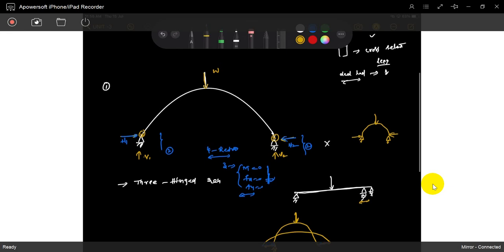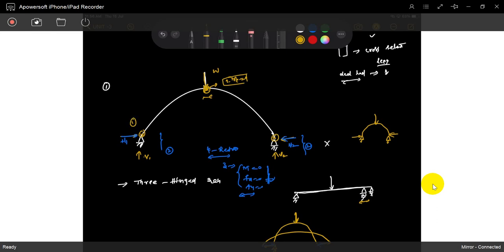For that purpose, again we have to provide a hinge here. A hinge here means that at this location, maybe the location of C, the moment MC is 0, the bending moment is 0. So if you provide another hinge here, automatically we get one extra equation. What is that extra equation? The bending moment here is 0. So that's why a three hinged arch is very easy to evaluate. Understood?